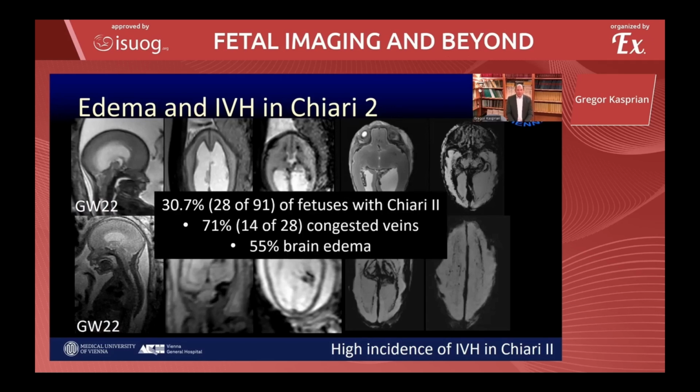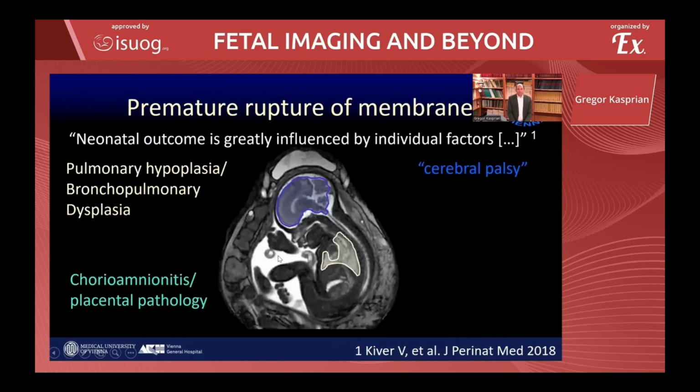on MRI. Here you can see that up to 30% of Chiari-2 fetuses have those hemorrhages, and most of them also showed congested veins intracranially, and also many of them showed signs of brain edema.